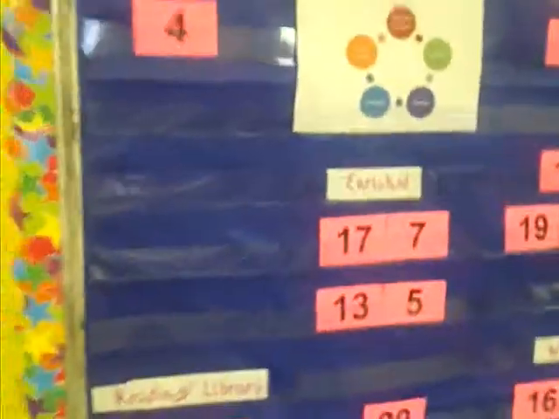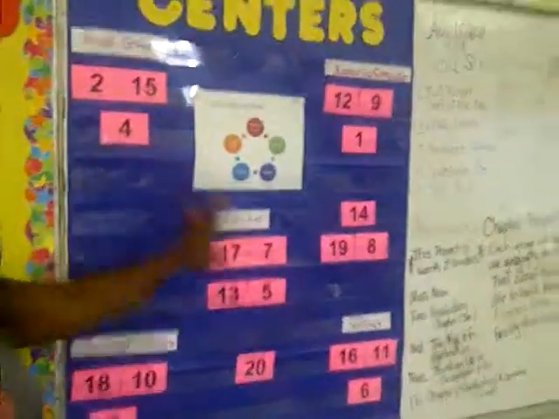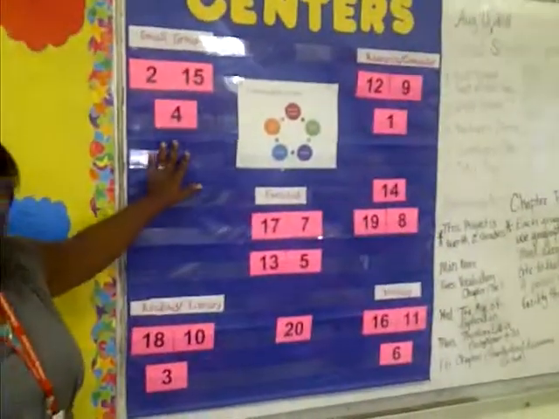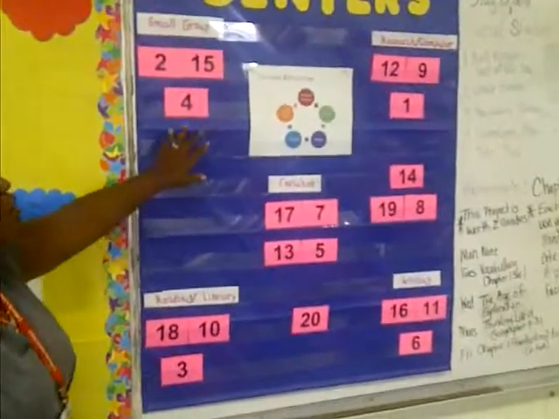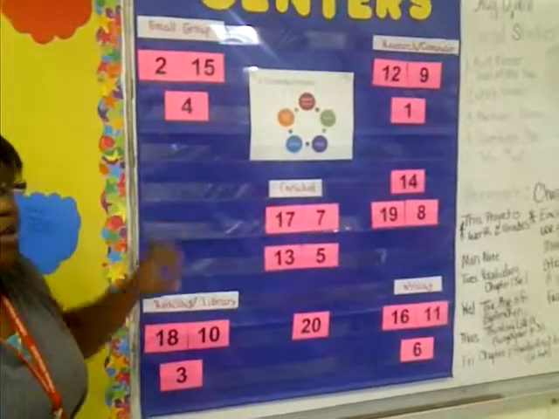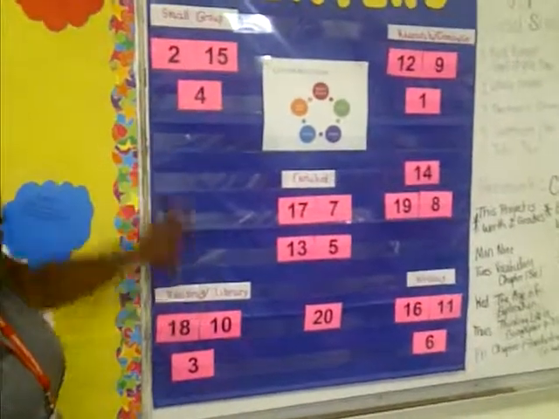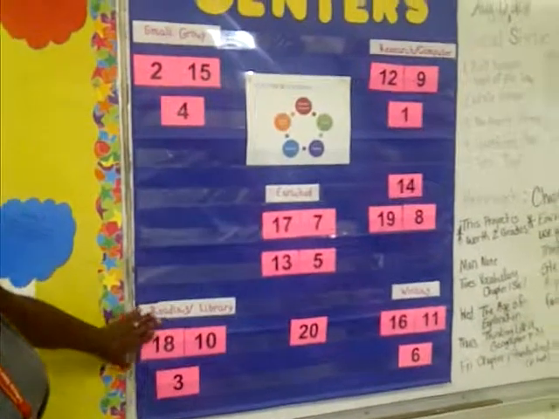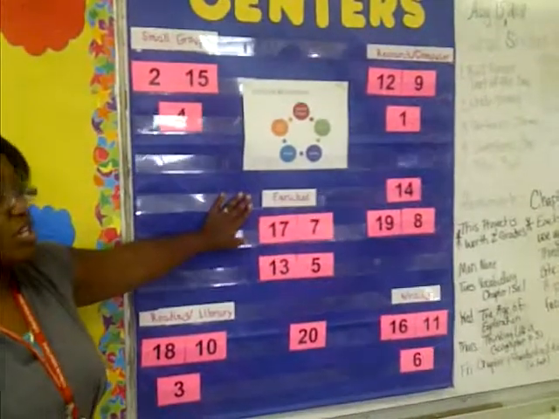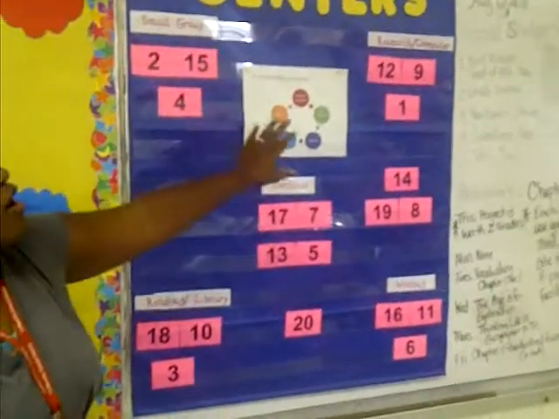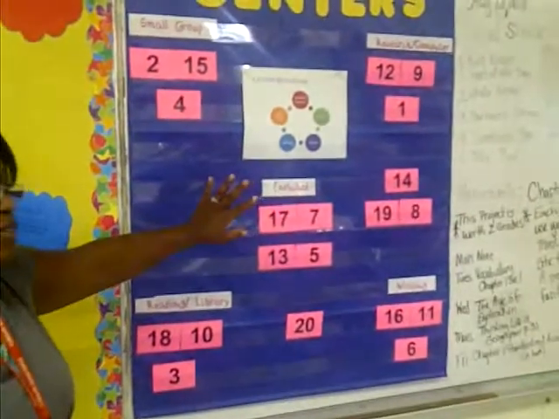Next to it, we have our group chart for our centers, our rotation chart. Each student has a number that they're assigned at the beginning of the year for their books and for their group and their rotations. This works out really well for us in the reading, independent reading section, writing section, our enriched area, our small group, and our research computer area.